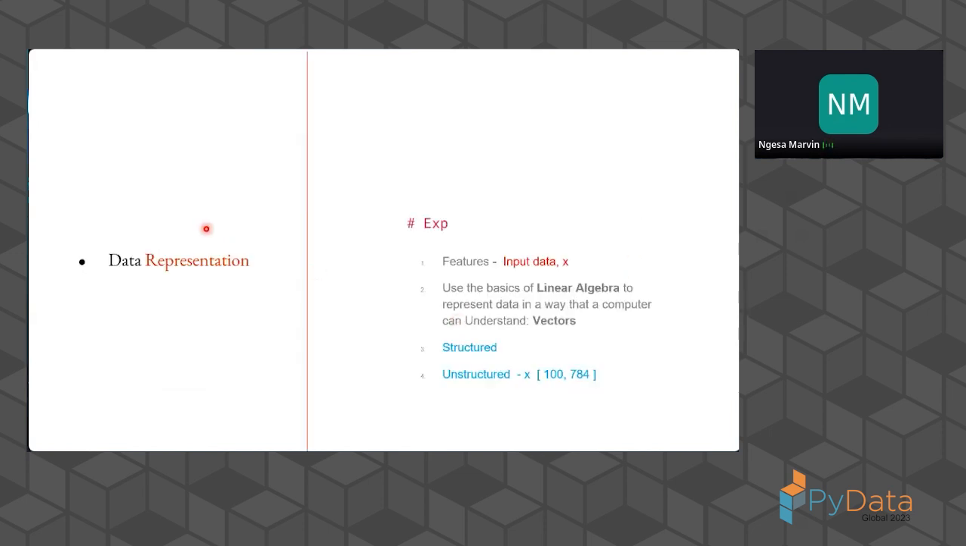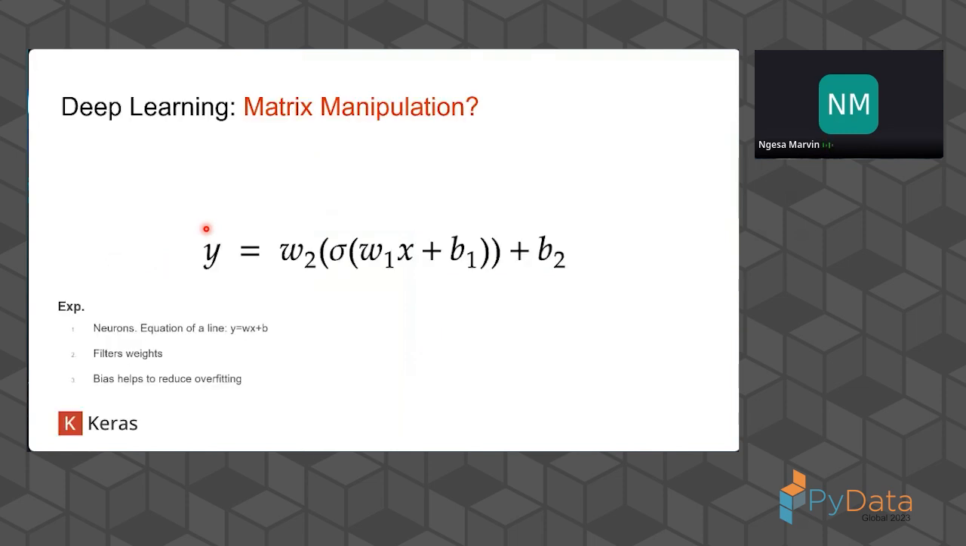That takes us into something called data representation. There's a way that you can represent different types of data. Of course, you have structured data, and then you also have unstructured data. Structured data is the data that you have in a table, with rows and columns. But unstructured data is data like images, videos, and audio. So these are the different ways in which you can represent this data. And then, of course, you'll be using things like linear algebra to understand and represent these images.